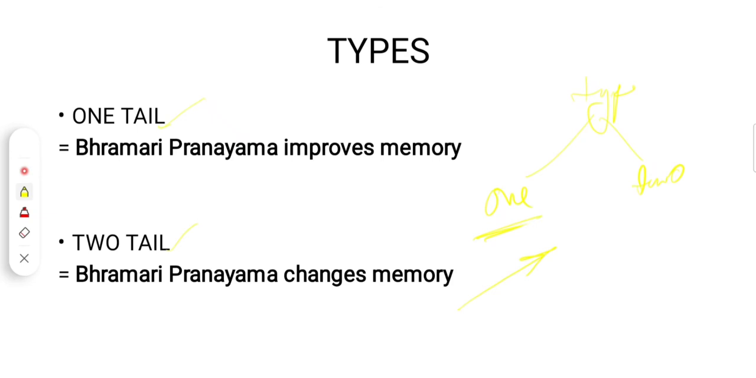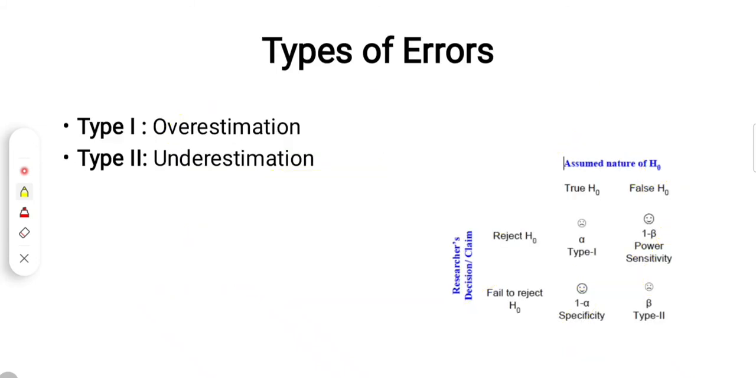So two tail is like, here it's written Brahmari pranayama changes memory. Here the word change means it can increase or it can decrease. We don't know, it can go either way. So that's why it's called two tail, where there is a possibility of going in any direction. And here we are saying only improves in one tail, that means it's increasing. That's one tail. Hope you got this simple concept.